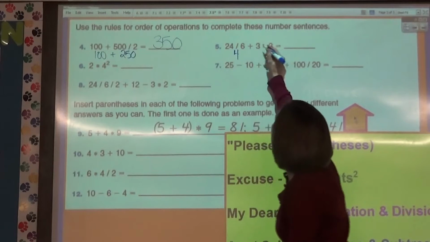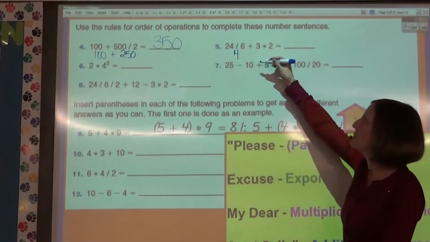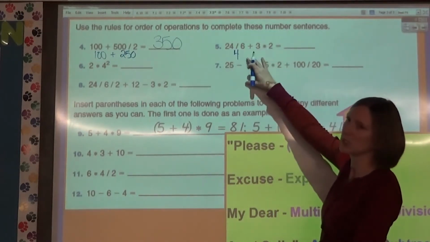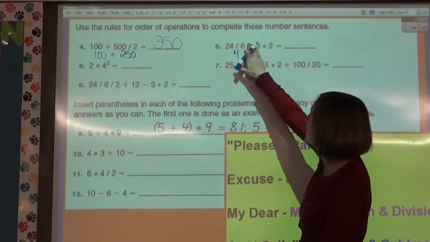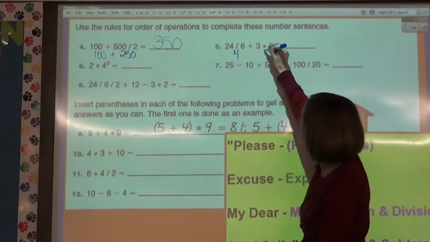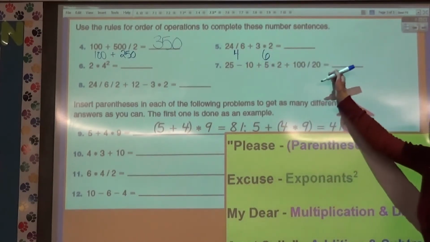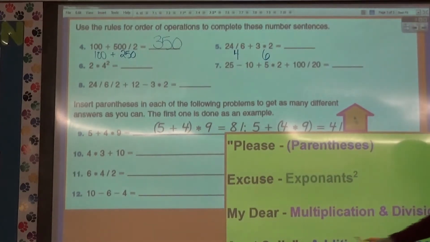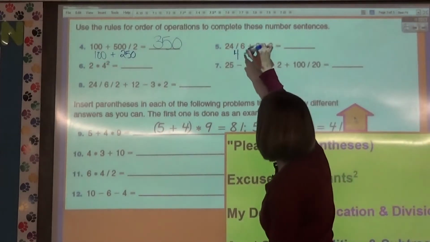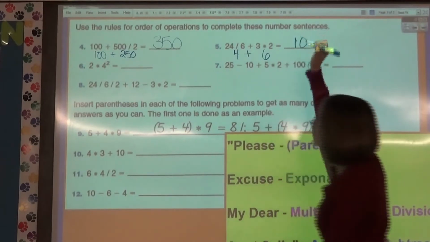But I don't want to add that 3 on yet because I still am not finished with my multiplication and division. So I'm going to skip that plus sign for a second. 3 times 2 is 6. I've done my division, I've done my multiplication. Now I add and subtract. If I add those together, I get 10.